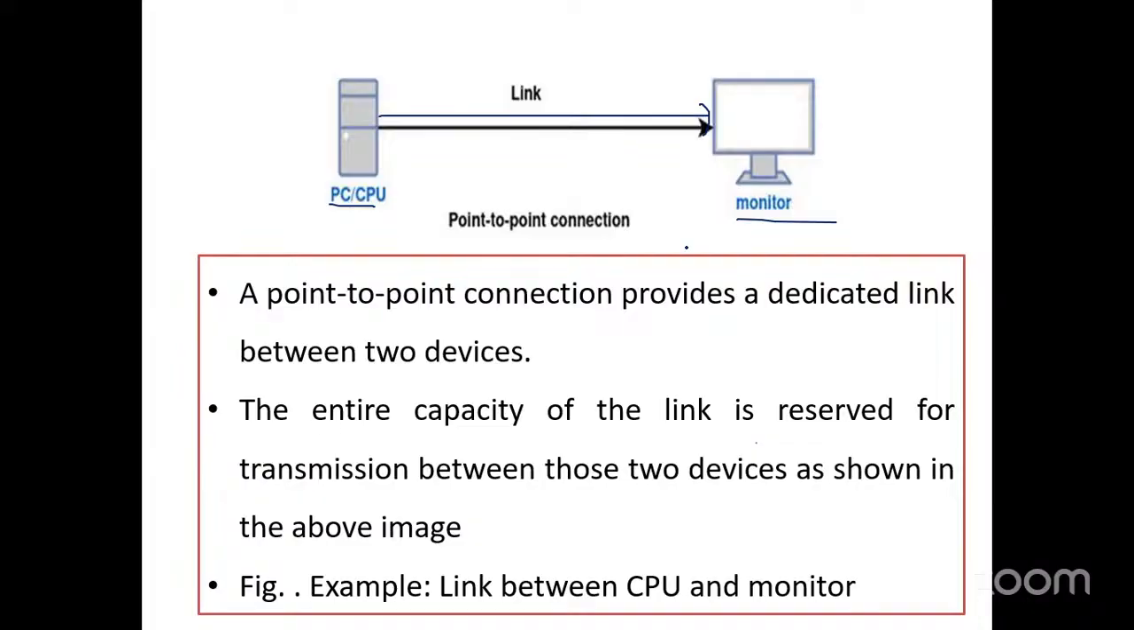And in this case, the entire capacity of the link is reserved, because every link is nothing but a cable, and every cable has some capacity. The entire capacity of that link is reserved for the transmission between those two devices, because we are using only two devices. So the total capacity of this link is used by those two devices only.